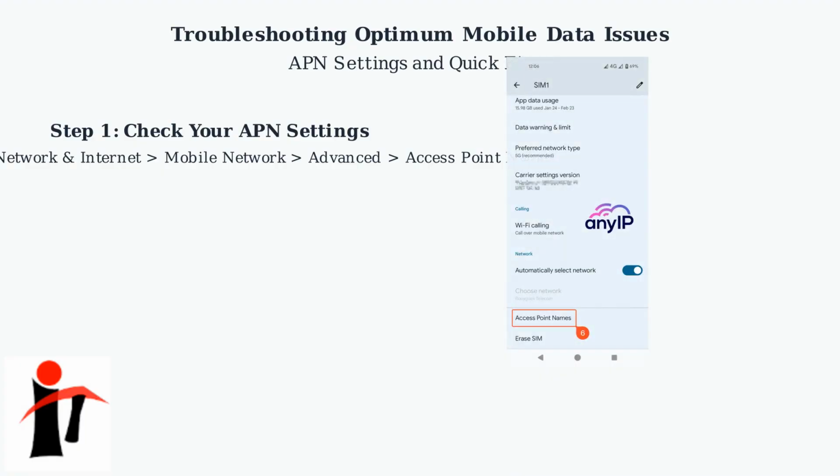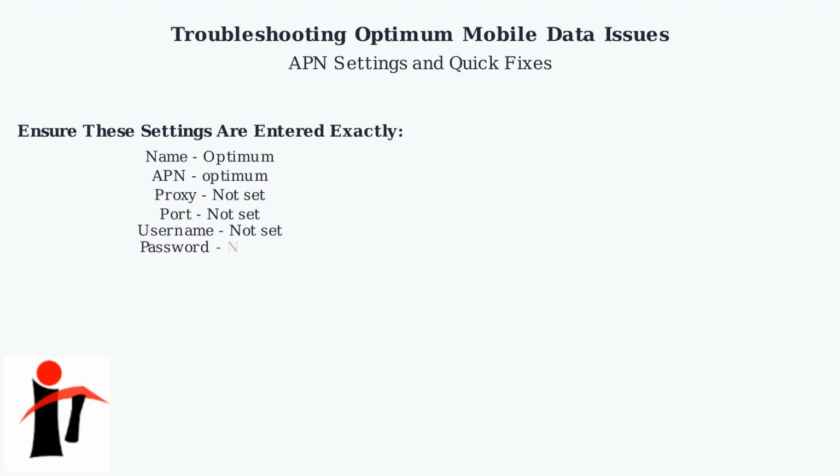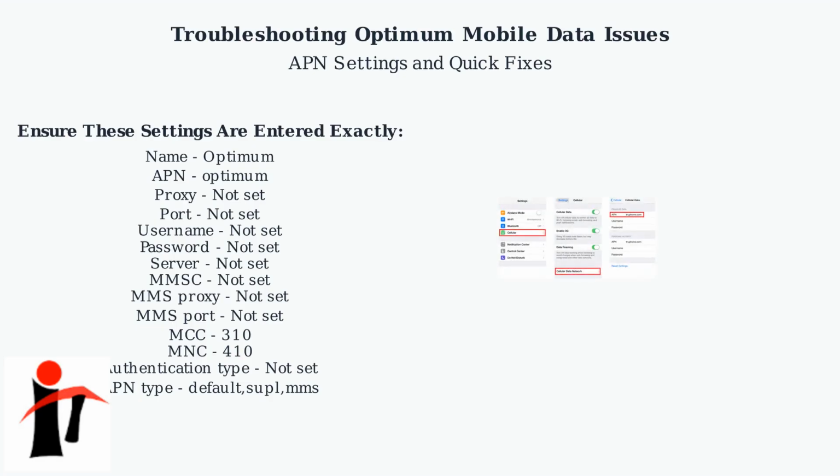Go to your phone's settings, then Network and Internet, Mobile Network, Advanced, Access Point Names. Ensure the following settings are entered exactly. Name Optimum, APN Optimum, proxy not set, port not set, username not set, password not set, server not set, MMSC not set, MMS proxy not set, MMS port not set, MCC 310, MNC 410, authentication type not set, APN type default supl MMS. Save these settings.